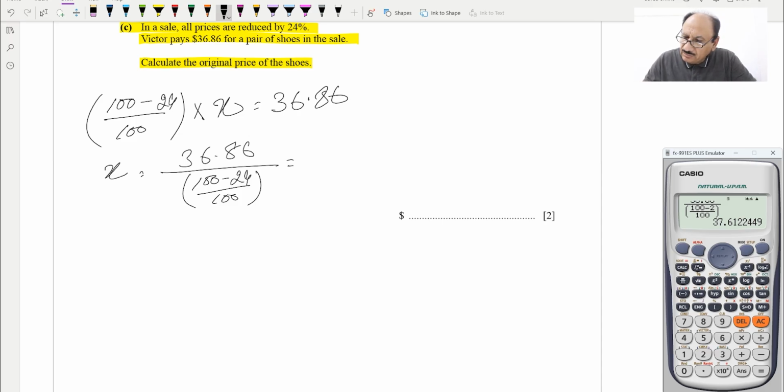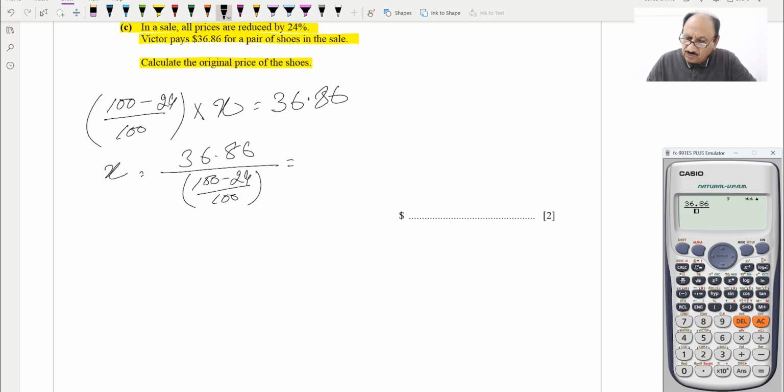We have made some mistake. 36.86 divided by 100 minus, okay, so this is 30. It's correct basically. 36.30, again we have calculated. It was this one which was giving us, wait, I will recalculate.